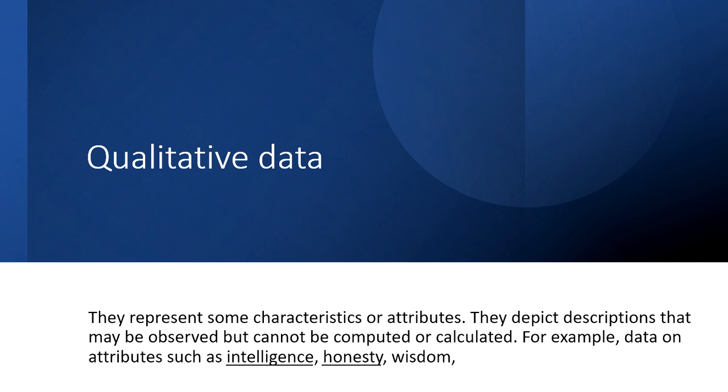First of all, we will discuss what is meant by qualitative data. Qualitative data represent some characteristics or attributes. They depict descriptions that may be observed but cannot be computed or calculated. For example, data on attributes such as intelligence, honesty, and wisdom. So basically, qualitative data is based on some characteristics of any person or anything.